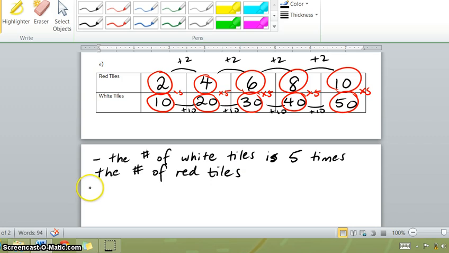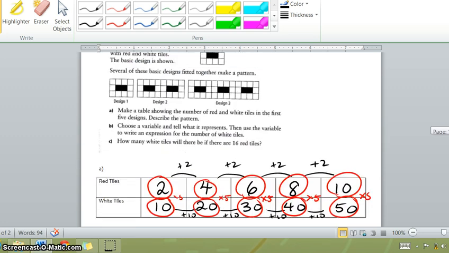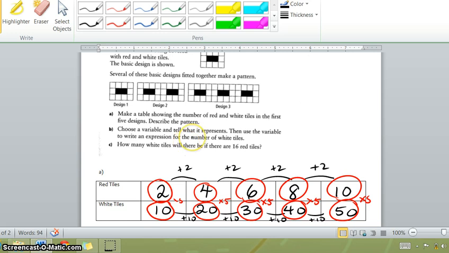Now, question B asks you to choose a variable. So I'm going to choose x, okay? X equals the number of red tiles. Because it asks you in question B to choose a variable and tell what it represents, because what you want to describe is how you are getting the number of white tiles from the number of red tiles, or what you are doing to get from red to white.